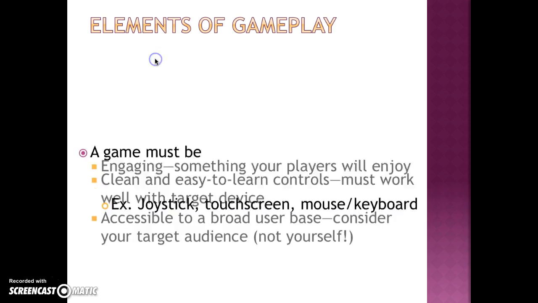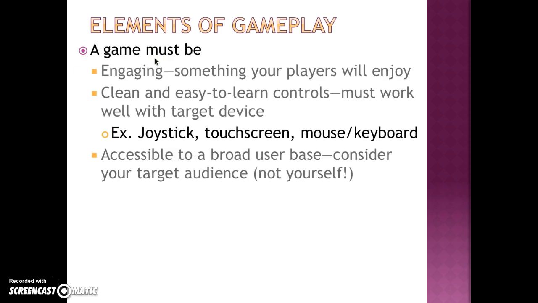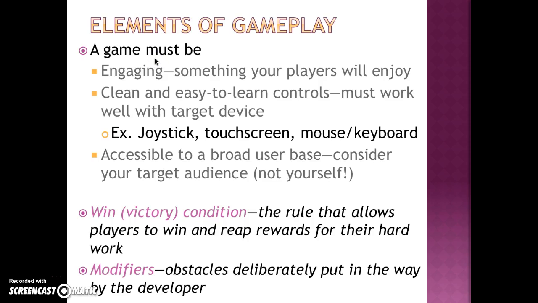Elements of gameplay. A game must be, above all, engaging, something your players will enjoy. A game must also have clean and easy to learn controls. Bad controls can also ruin a game. The controls must work well with your target device. So if your target device is a computer, you want to make sure your controls work with the computer. So you probably would go with a mouse and keyboard. If your target device is a smartphone, you want to make sure your controls work well with the touchscreen.